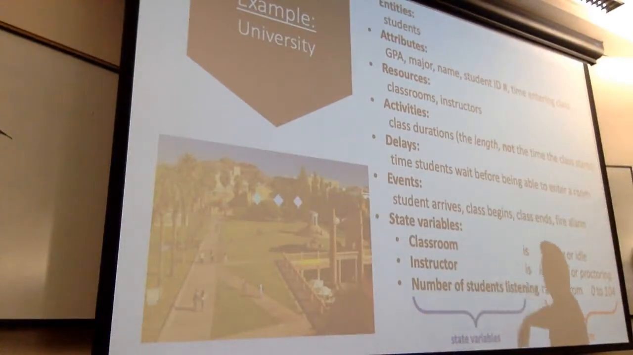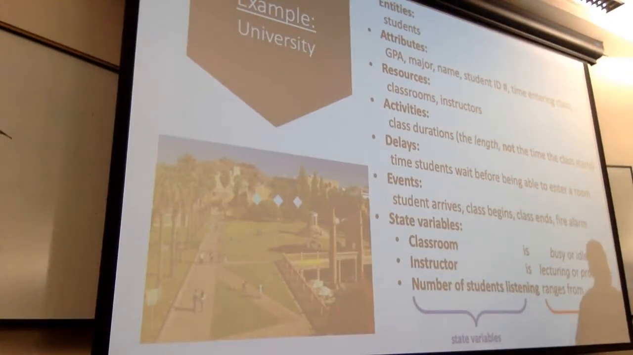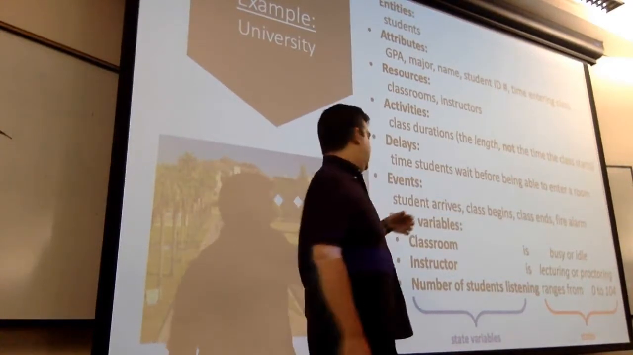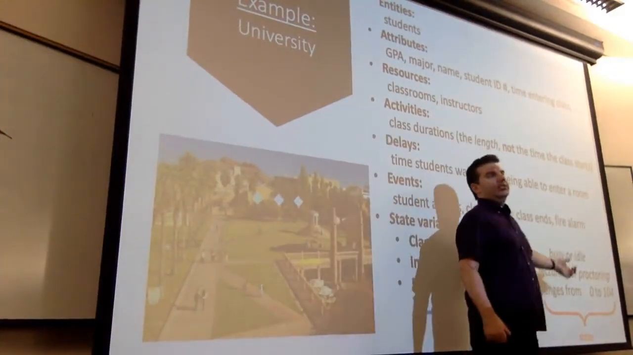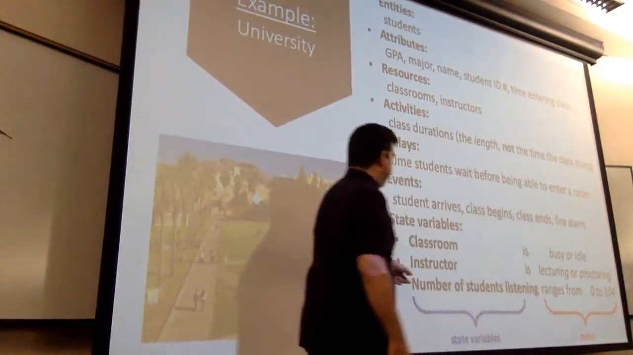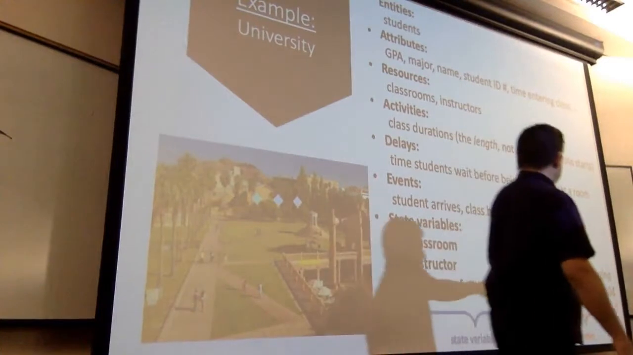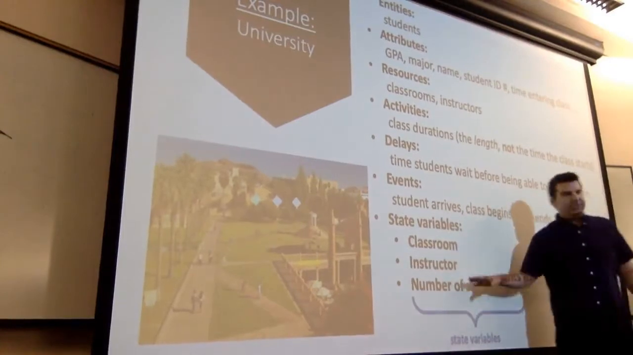Events. Students arrive, class begins, class ends, or a fire alarm. That's an event. All these things change the state of the system. State variables. Down this column, a classroom, instructor, and number of students are all examples of state variables. Down this column are the different states that those state variables can take on. A classroom is either busy or idle. An instructor is either lecturing or proctoring, or maybe other things. A number of students might range from 0 to 104. So each of these particular instantiations is a state, whereas these three things are all state variables.